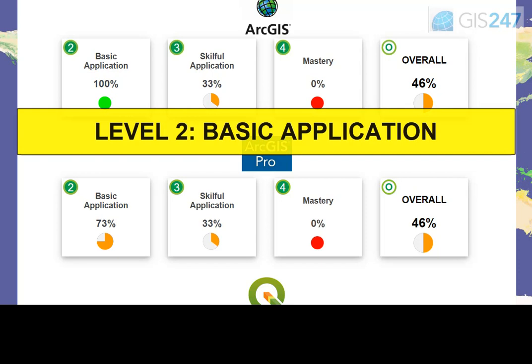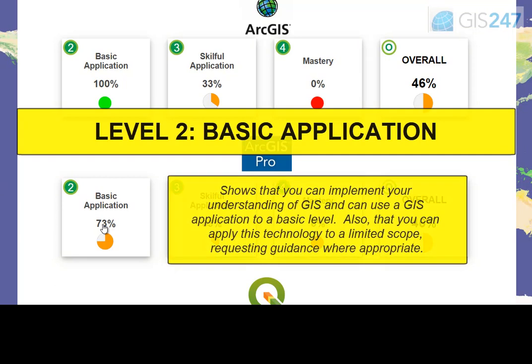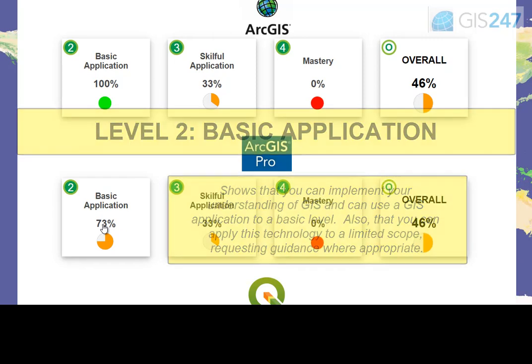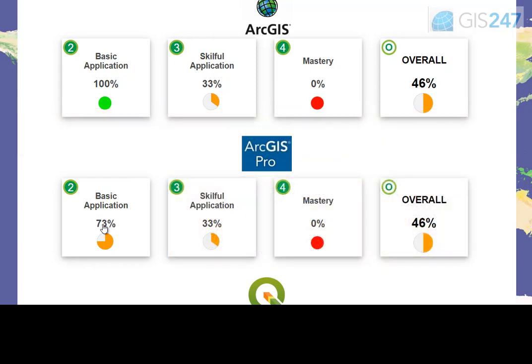Level 2 Basic Application. Achieving Level 2 shows that you can implement your understanding of GIS and can use a GIS application to a basic level. Also that you can apply this technology to a limited scope, requesting guidance where appropriate. This level is available for the ArcGIS software, ArcGIS Pro software and the QGIS software. You will only be awarded Level 2 once you have completed all its elements plus achieved Level 1.